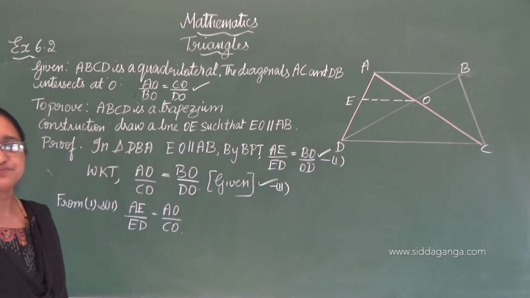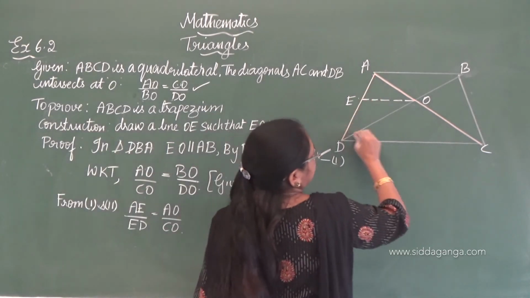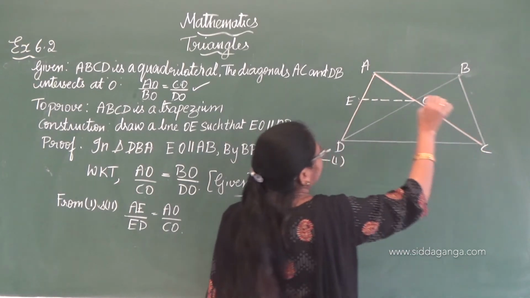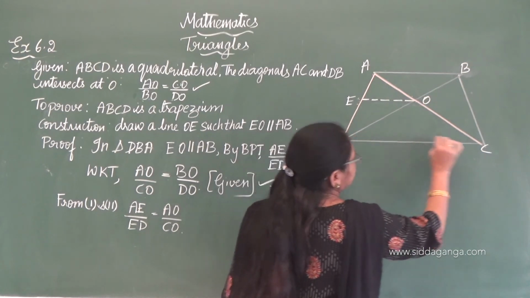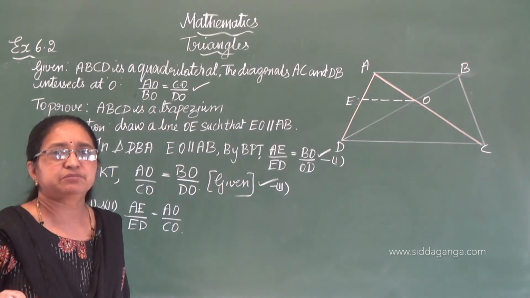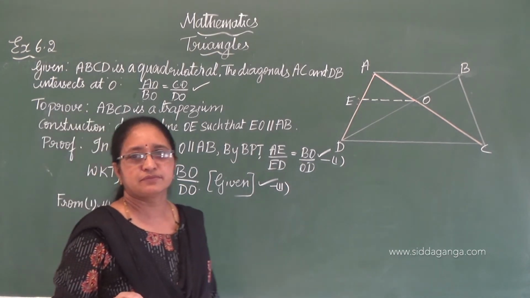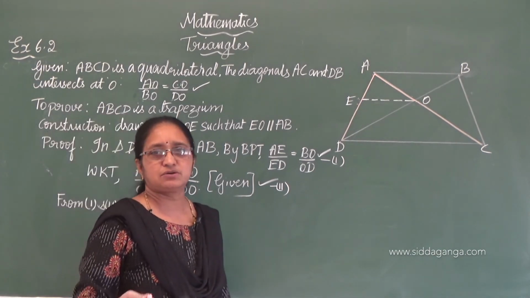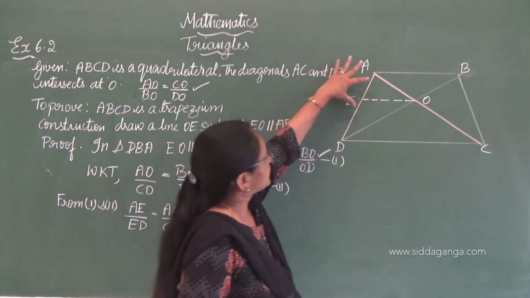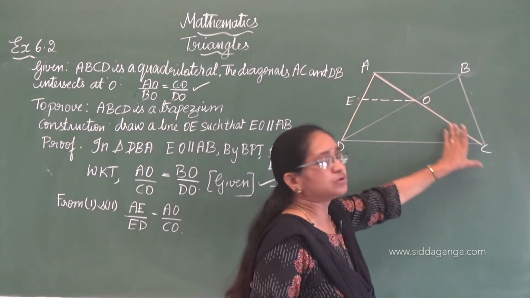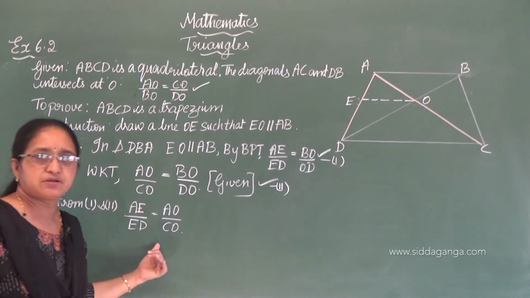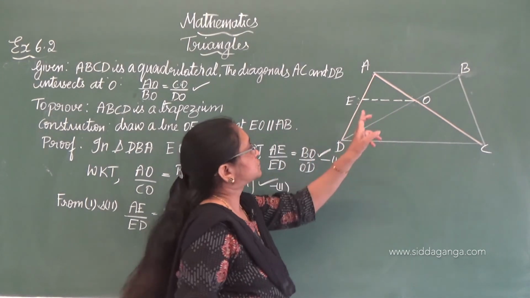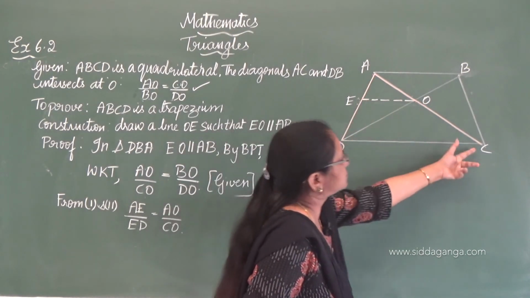What we got? In this triangle, AE by ED is equal to AO by OC. So definitely this EO will be parallel to DC. Can I write by converse of BPT? Yes, definitely. Please think over it. Please think for a while. Yes or no? Correct? See here. AE by ED is equal to AO by OC we got from the result. See, this is the result we got now. So, using this, by converse of BPT, we can say that EO is parallel to DC.